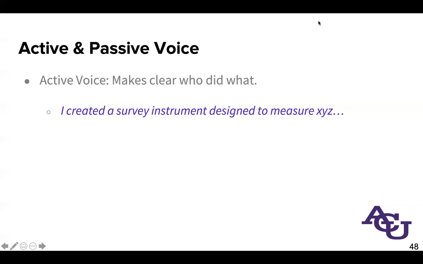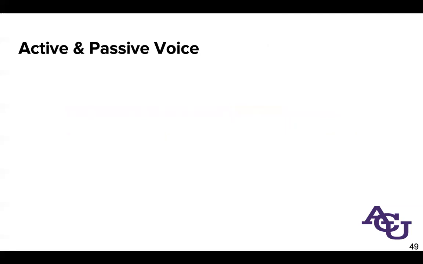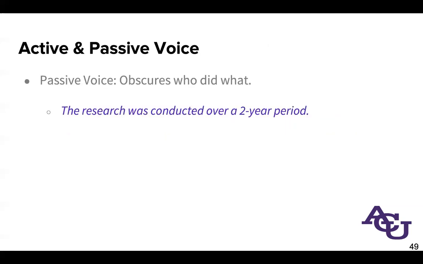For example, I created a survey instrument designed to measure XYZ. That's an example of active voice. The researchers used a STEM 5 questionnaire to collect data. Sturm and Wynn found that. Passive voice would be like, the research was conducted over a 2-year period. Data were analyzed using a chi-squared test.